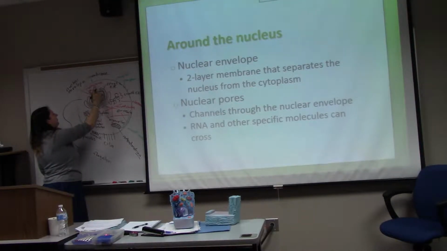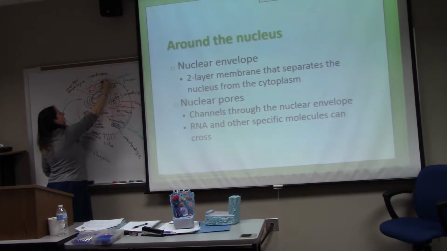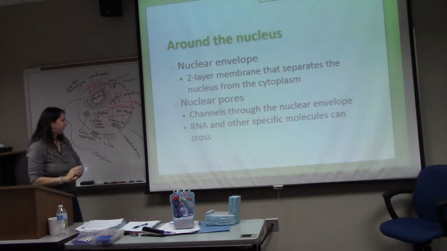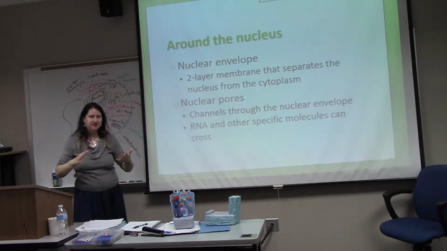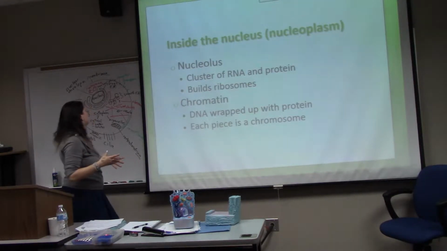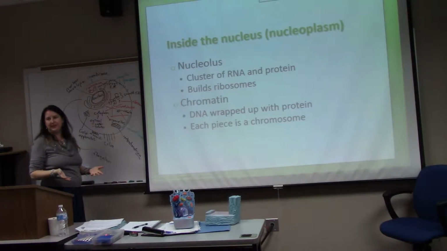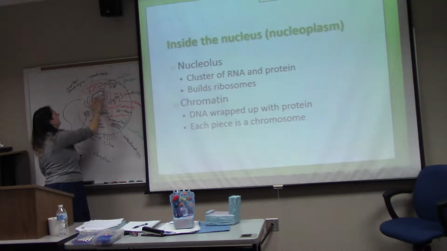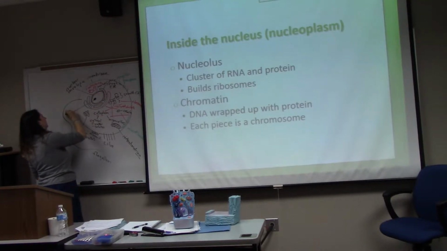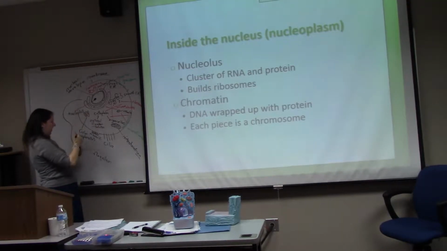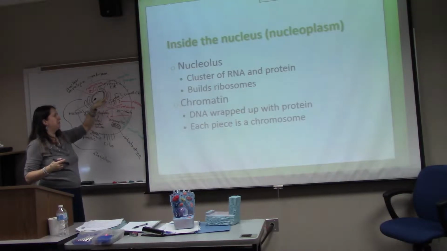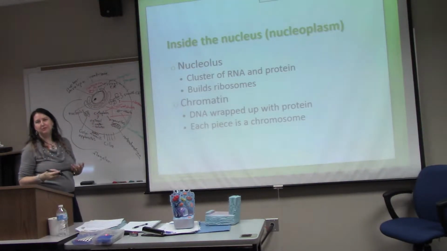There are holes called nuclear pores, to let things get in and out of the nucleus. RNA is a major thing that needs to cross. Inside the nucleus, all of this collectively is called nucleoplasm. There are 2 major things in it. A nucleolus, which is a dark spot, like ribosomes, it's made of RNA and protein. But where ribosomes build protein, the nucleolus builds ribosomes.